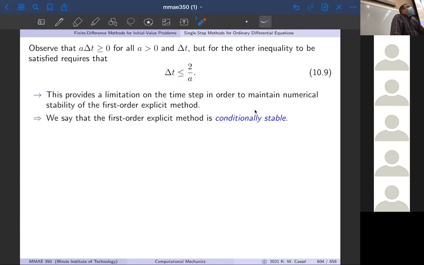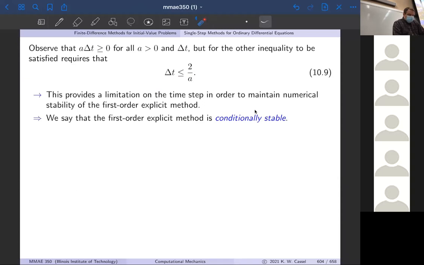Remember, this is the first order explicit method. This is not true for all methods. This is true specifically for the first order explicit method. Delta t has to be less than or equal to 2 over a. And I'll show you what happens. We've already seen the solution when it's stable. I'll show you what happens when you have a time step that's too large.